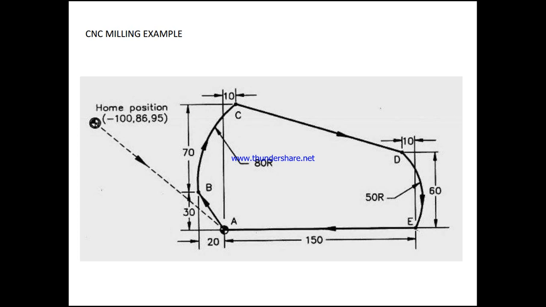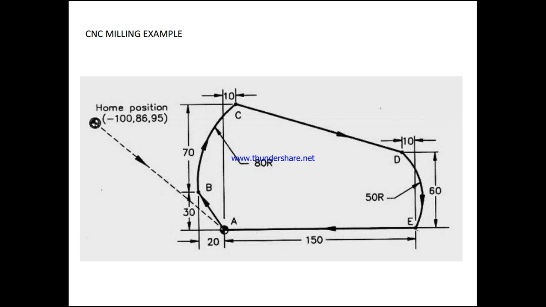In N45, which cuts C to D, where G1, X is 140. From here to here it is 150, but here we are having 10 mm, so X is 140 and Y is 60. So C to D, if you want to reach this point, it is 60 mm.